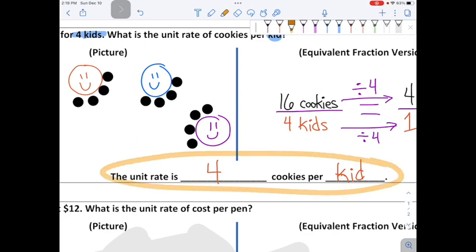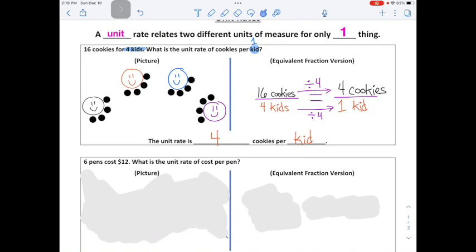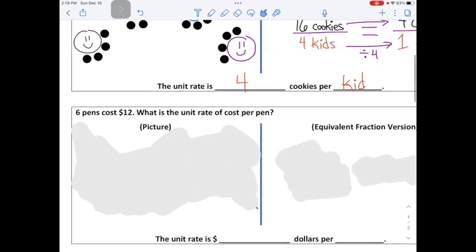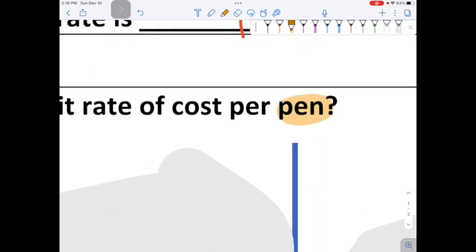Ms. Toivola, why would I want to use the fractions? Because sometimes the pictures are just too hard to draw. Let's do another example. In the next problem, it says 6 pens cost $12. What is the unit rate per pen? There's pen. Over at the beginning, it was pens, which means this time we're solving for 1 pen.